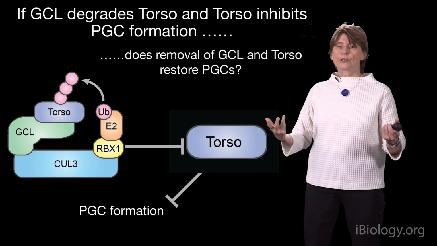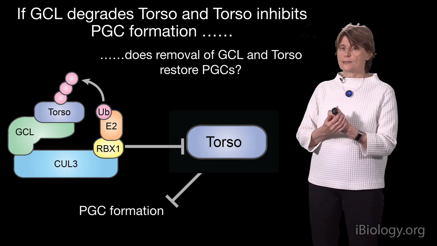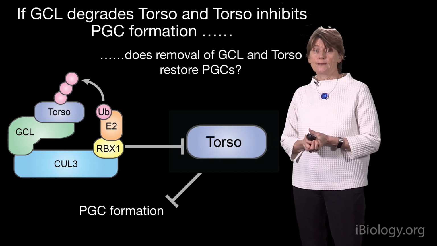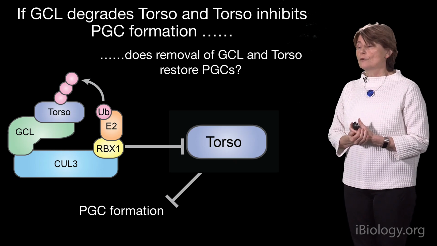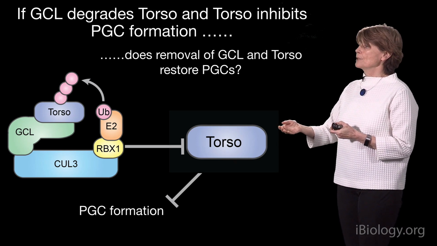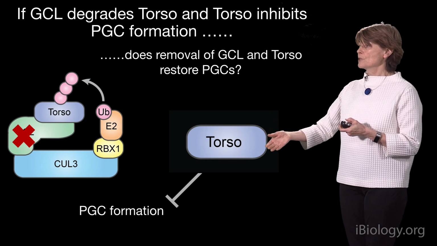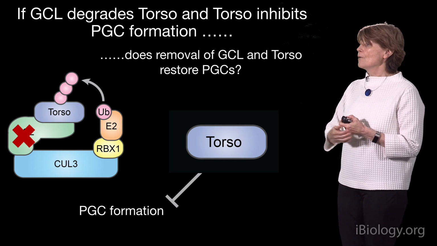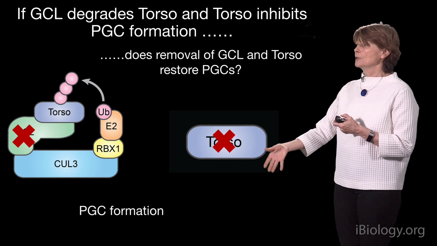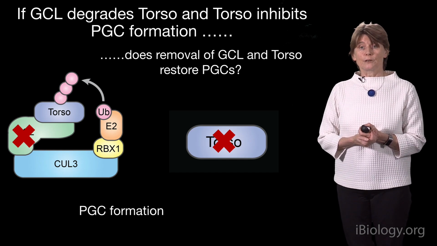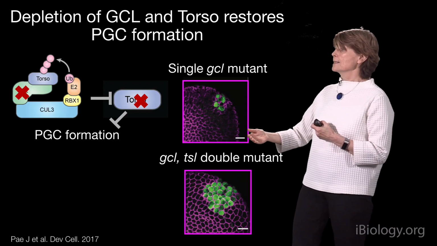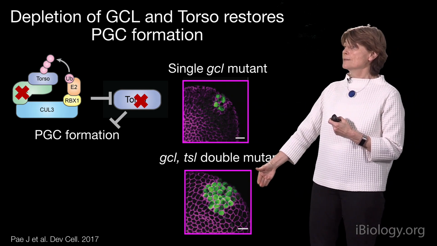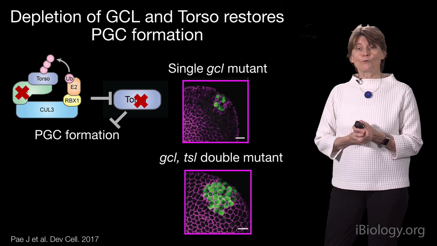So we could now logically think: if Torso was the primary target of germ cell-less, and that was really needed for germ cell formation, then we would imagine that if we don't have germ cells, Torso is active, and that would be inhibiting primordial germ cell formation. However, if we now also deleted Torso, germ cell formation should be restored. And indeed, that's the case. Here is the single germ cell-less mutant with no or very few germ cells, and here is the double mutant, which now has germ cells restored.